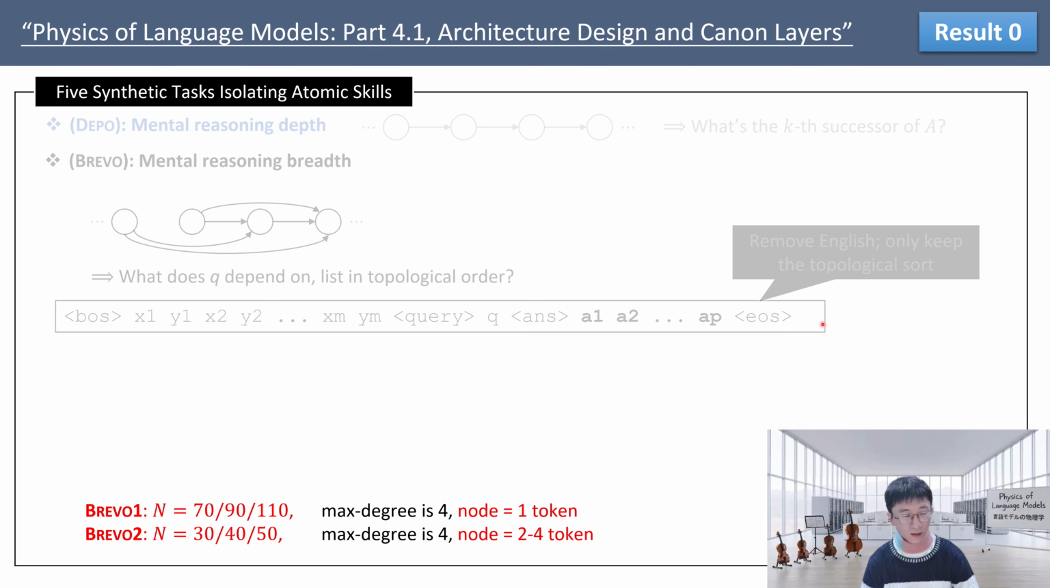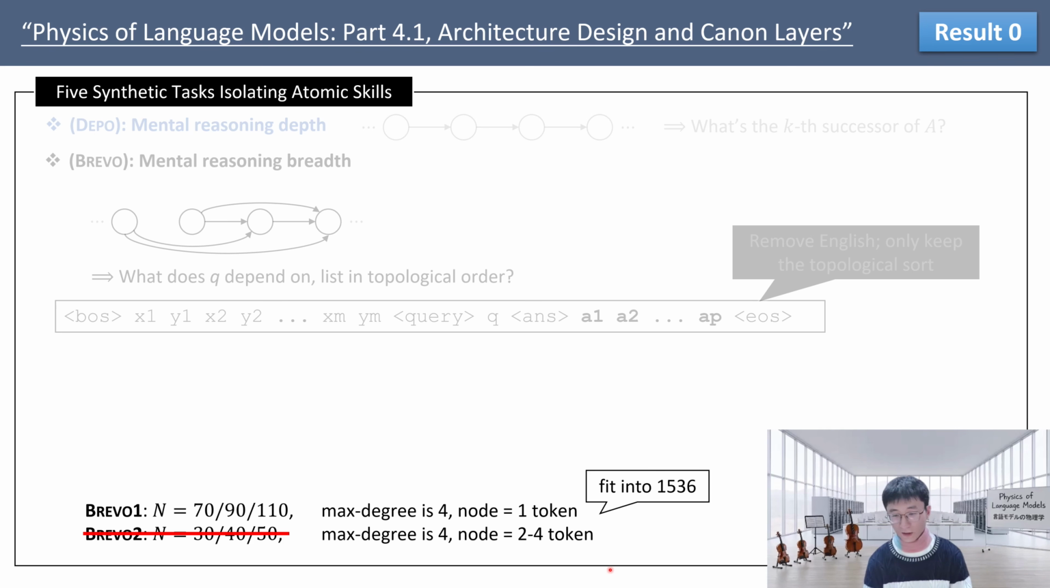In this task Brevo, again, we are going to use 2 different variants. In one variant, we have a larger graph, but each node has only 1 token. In the other case, we have a smaller graph, but each node has between 2 and 4 tokens. The whole reason for doing so is to fit everything into a context length of 1500. That turns out to be more than enough to evaluate how fast a model learns this task, and how the architecture design influences the model's capability on performing such a reasoning breadth task.